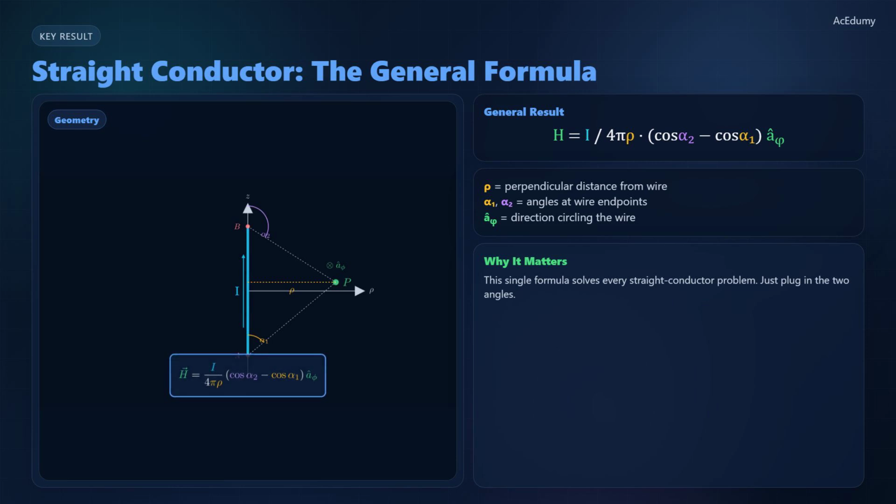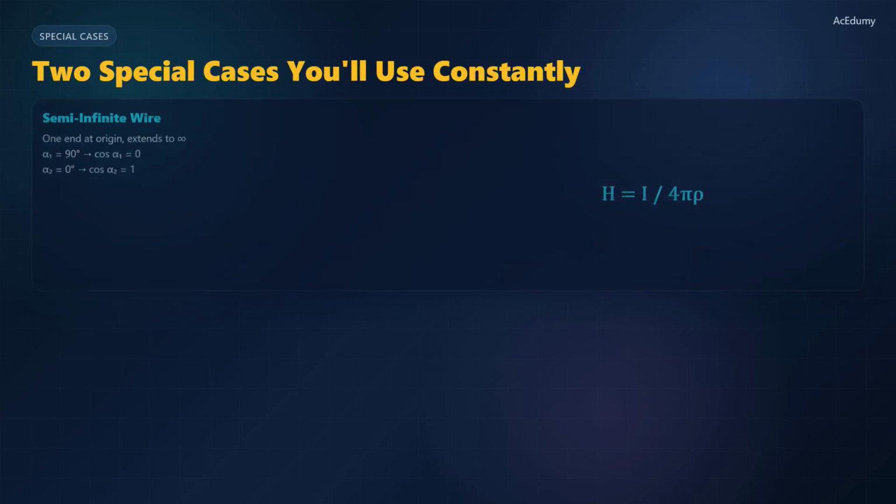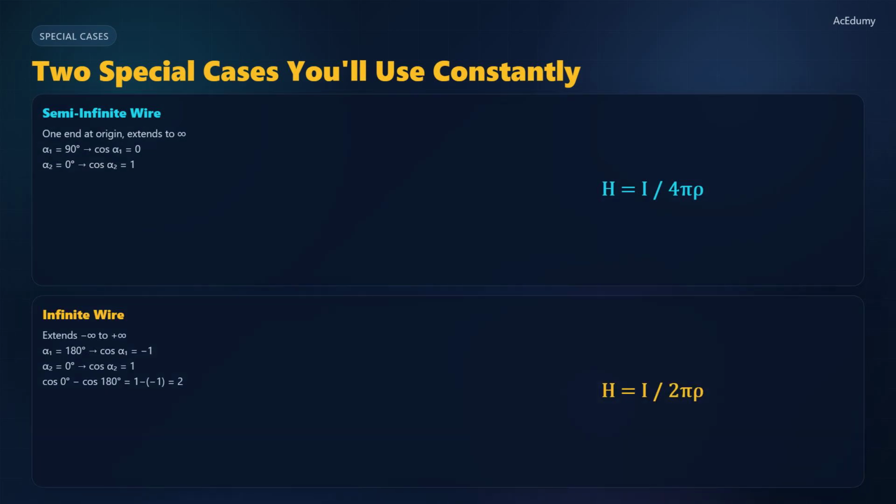from the wire axis. After integrating the Biot-Savart law along the wire, we get H equals I over 4 pi ρ times the quantity cosine alpha 2 minus cosine alpha 1. The direction is along a hat phi, circling the wire. This single formula covers every straight conductor problem. Two special cases come up constantly.